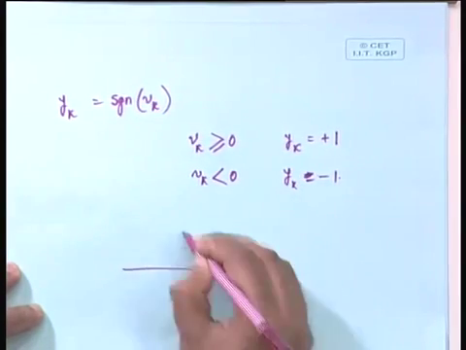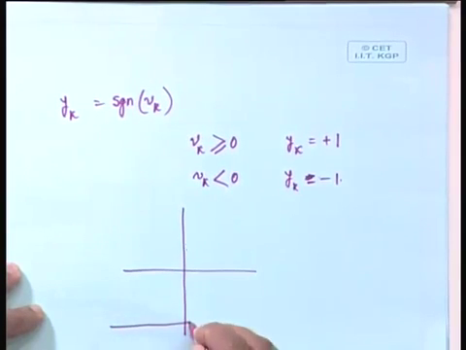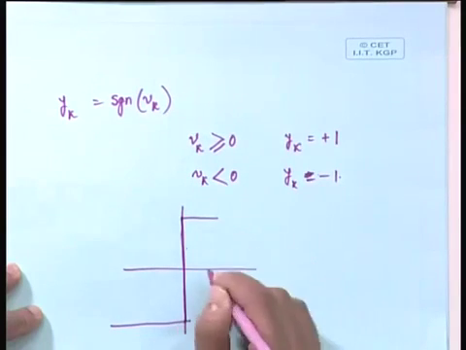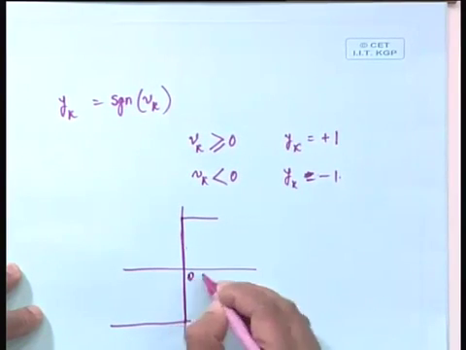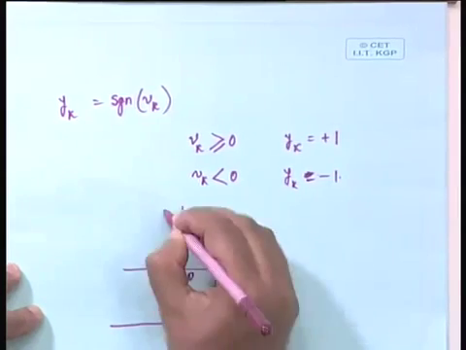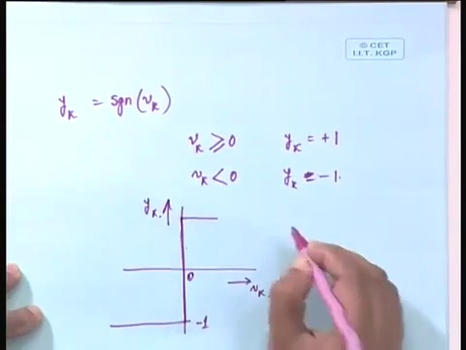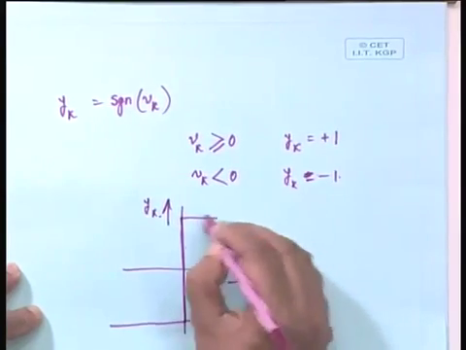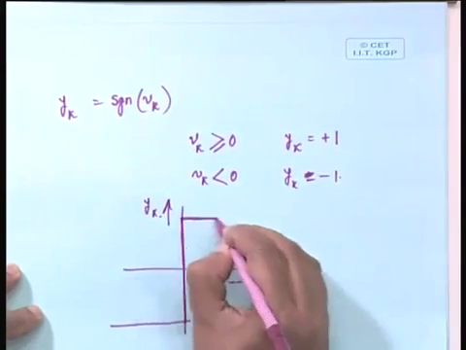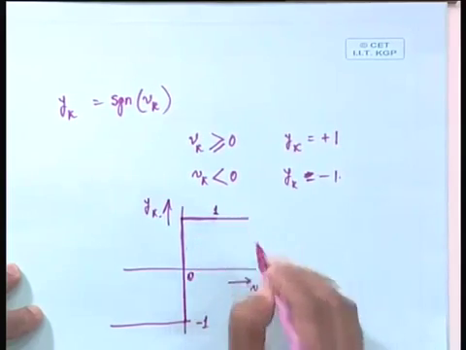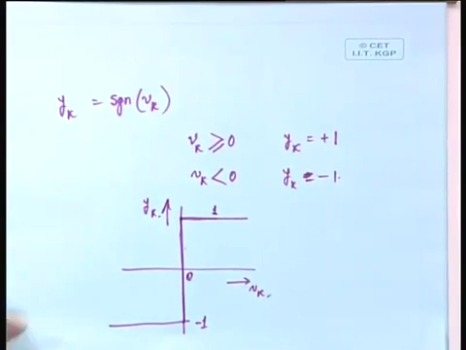Here the function would look very similar. It will be -1 up to here, then a discontinuity at Vk equal to 0. This axis is Vk as before, this is Yk, and beyond Vk greater than 0, we have Yk equal to 1. So this is the value of 1, this is the value of -1, almost the same as the threshold function. This is also hard limiting only, restricting the value to 0 and 1, or -1 and +1.